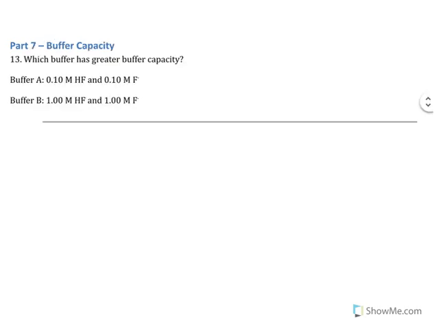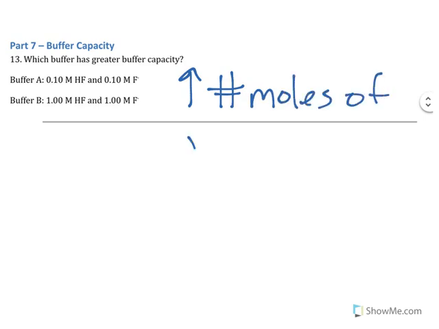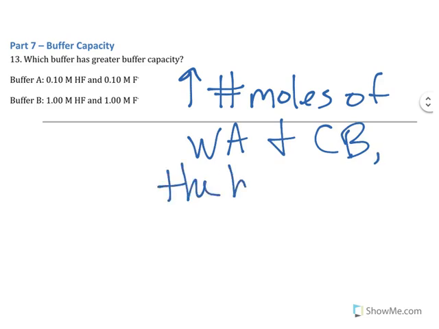And part 7 is buffer capacity, number 13: which buffer is going to have the greater capacity? The idea of buffer capacity is just how much acid or base this buffer can absorb before the buffer gets destroyed. And it's destroyed when you run out of either weak acid or conjugate base. When you run out, the buffer's over. So it just makes sense that the greater the number of moles of weak acid and conjugate base, the higher the buffer capacity.